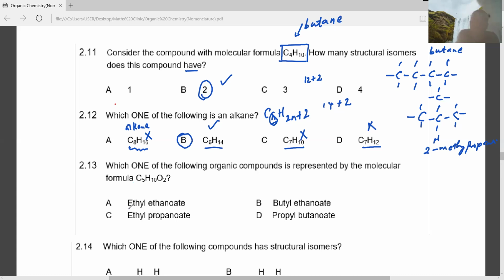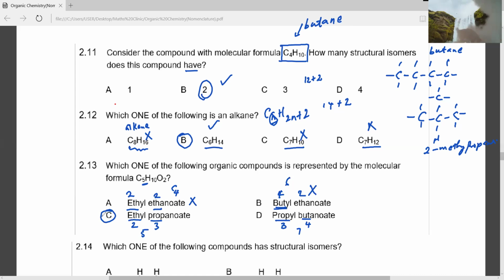Eth, how many carbons? 2. Eth also is 2. So ethyl ethanoate will have 4 carbons. So already it's out, because here we're talking about 5. Butyl, but means 4, eth means 2. So 4 plus 2 is 6. It's already out. Ethyl, 2 carbons, prop, 3. So already it's 5. Propyl, it's 3, ethanoate 2. Butyl, it's 4 and ethanoate 2. So the answer is C.